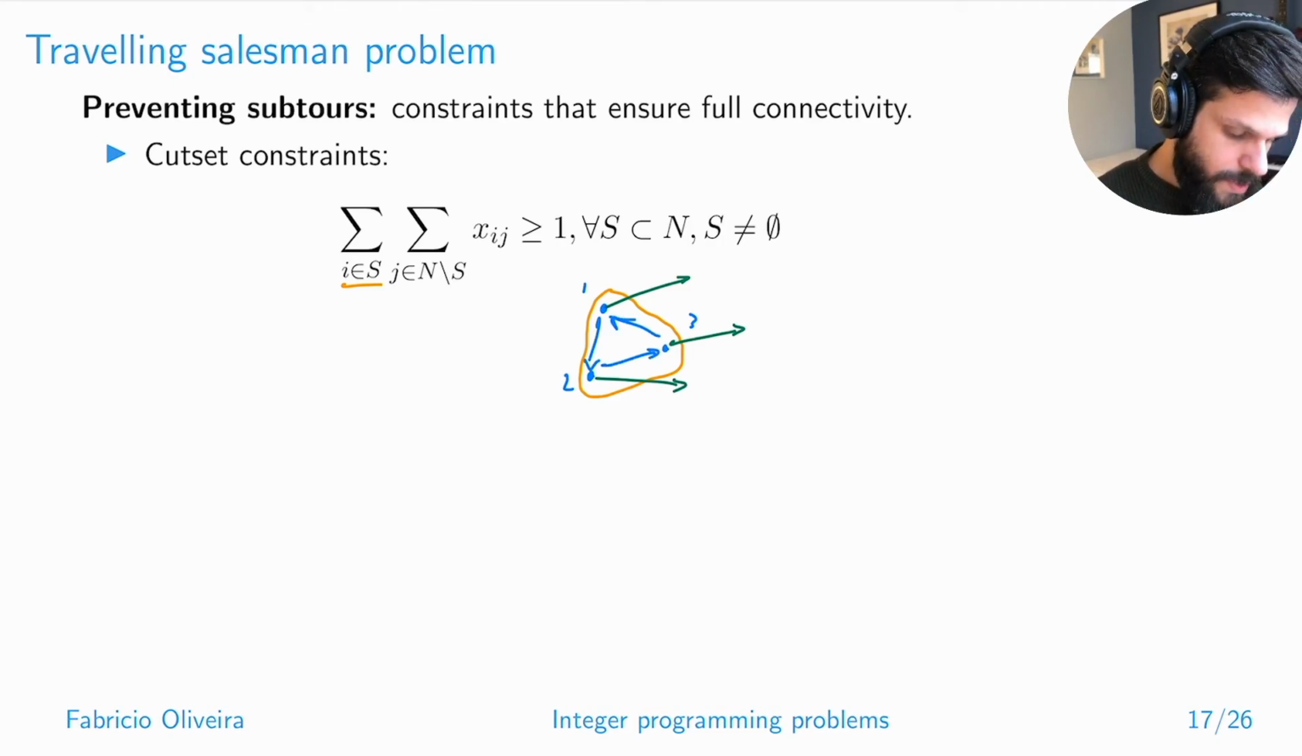For example, in this case, you can see that this constraint is not satisfied because the J's are all in the subset S. So you want at least one arc leaving this node, this node, or this node, such that it leaves the subset S. So this is cut set.